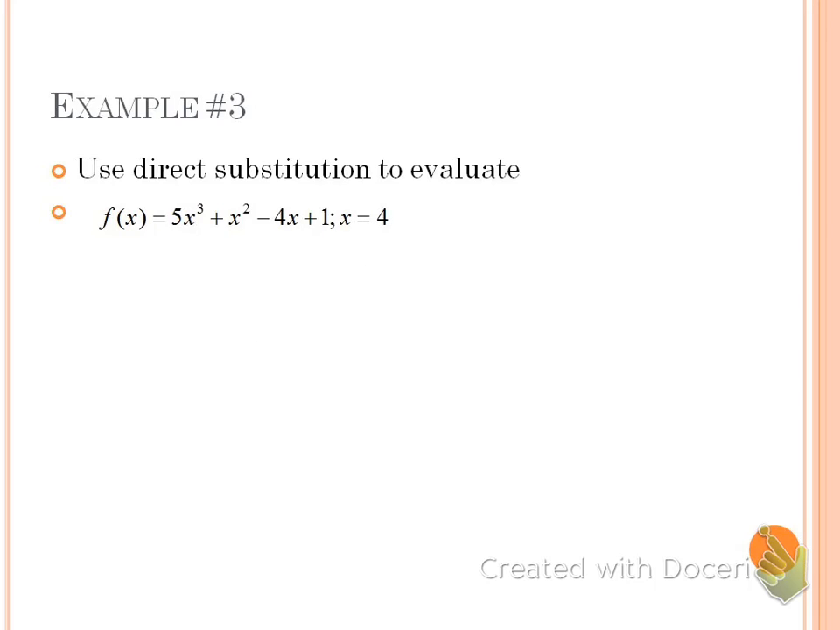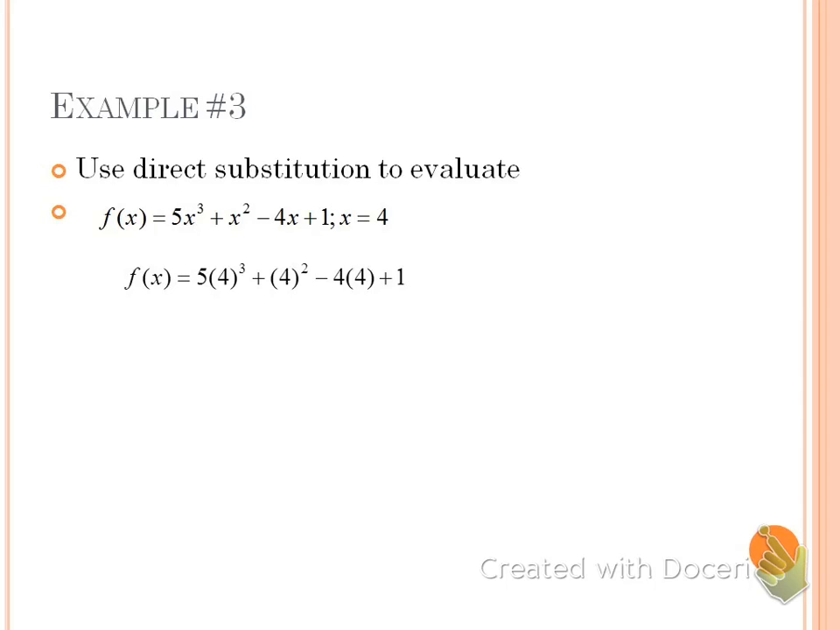All right, here's another example of direct substitution. So f of x equals 5x to the third plus x squared minus 4x plus 1. I want to evaluate this when x equals 4. How do I do it? Plug it in. Good. Just waiting for someone to say it. So we are just going to rewrite or replace all the x's with 4s.